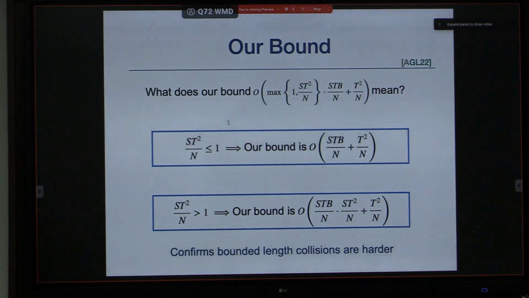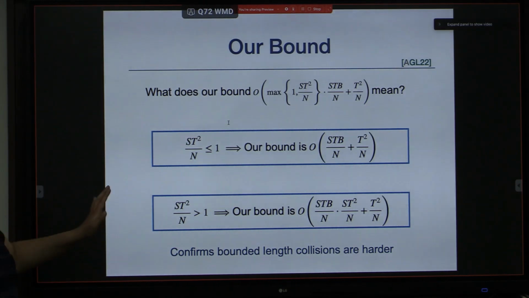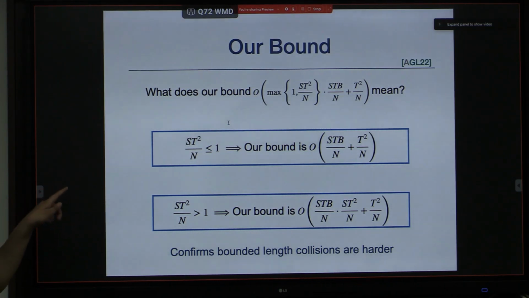And whenever ST square is greater than N, our bound is STB over N times ST square over N plus T square over N. So now whenever S square B is less than T, then you can use Merkle-Damgård because it is achieving optimal security. So basically, everything is not lost. You can use Merkle-Damgård only in restricted parameter ranges if you want to achieve optimal security with it.